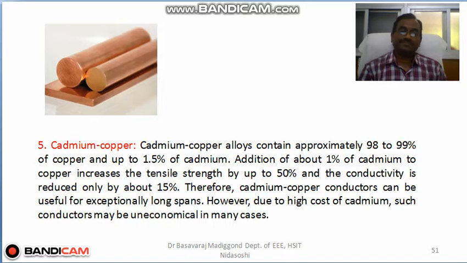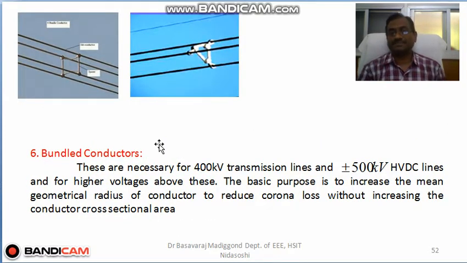Next one is bundled conductors. These are necessary for 400 kilovolt transmission lines and plus or minus 500 kilovolt HVDC lines, and for higher voltages above these, that is ultra high voltage AC, around 700 kilovolts. The basic purpose is to increase the geometrical mean radius, GMR, of the conductor, and to reduce the corona loss without increasing the conductor cross-sectional area.